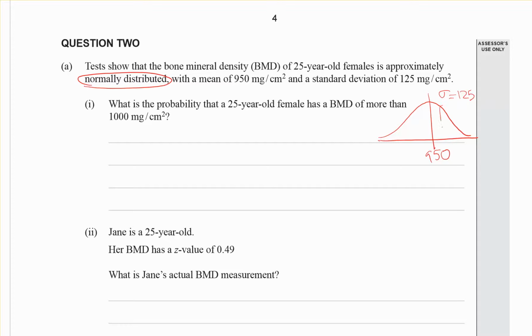So 1,000 is going to be here, and the probability of having a BMD greater than that would be a right tail. So we want the probability of having a BMD greater than 1,000.